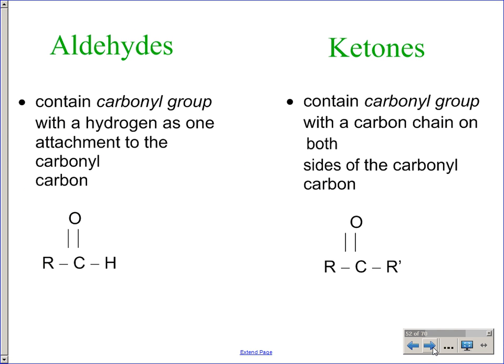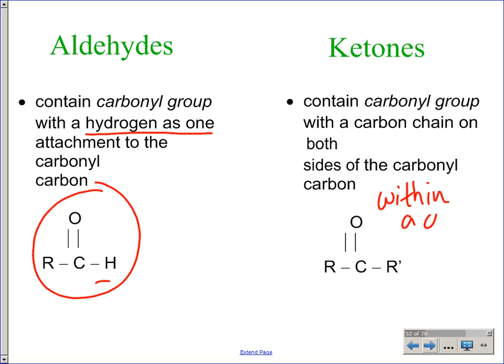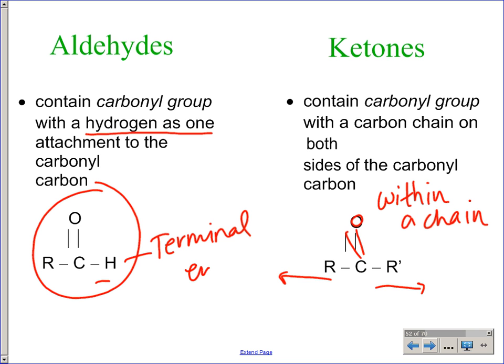So here's the difference between those 2 types of functional groups. The aldehydes will contain the carbonyl group with a hydrogen as one attachment. So just like I showed you here, you end it with a hydrogen. The ketones are a little bit different because they are within a carbon chain. So this is a little messed up here, sorry. This double bond is right here with that carbon, and there's a continuation on the left and the right of the carbon chain. So we call this terminal, because it's at the terminal end of some hydrocarbon.